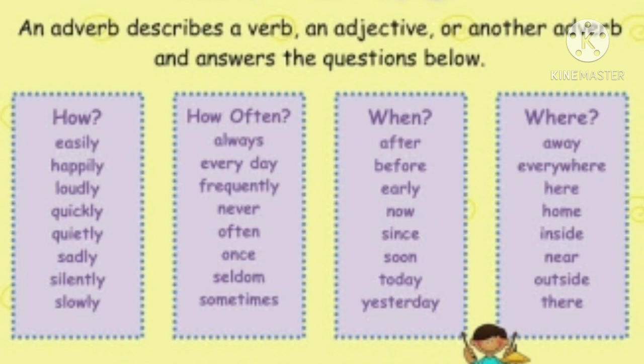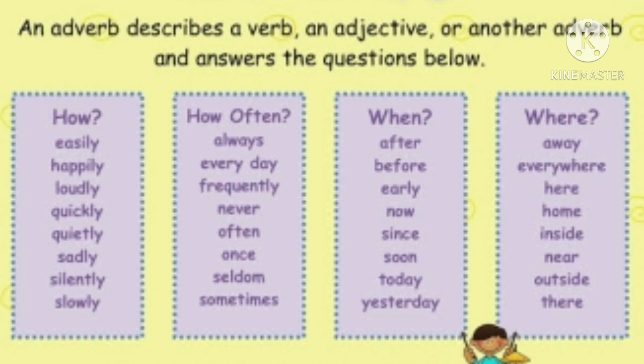Similarly, he spoke loudly. What did he do? He spoke. But how did he do this work? Loudly. He spoke loudly. So loudly is telling how the work is done, and loudly is the adverb. Similarly, an adverb also tells us when the work is done, where the work is done, or how often the work is done.